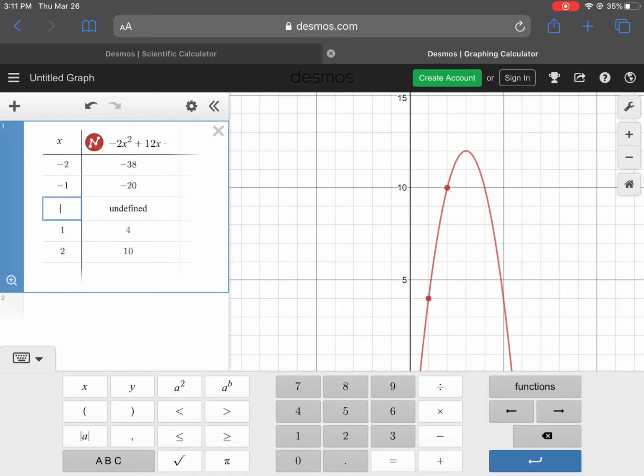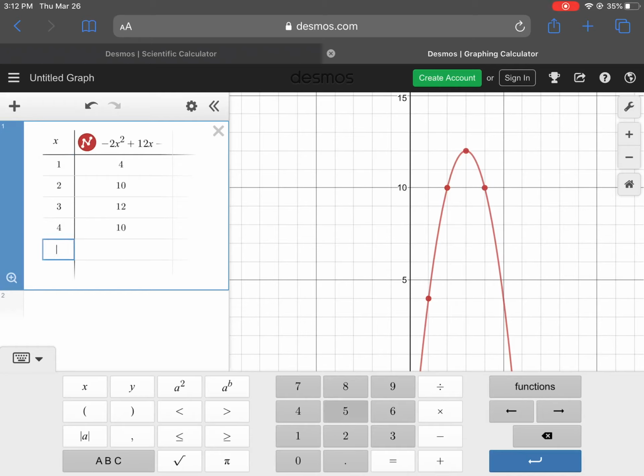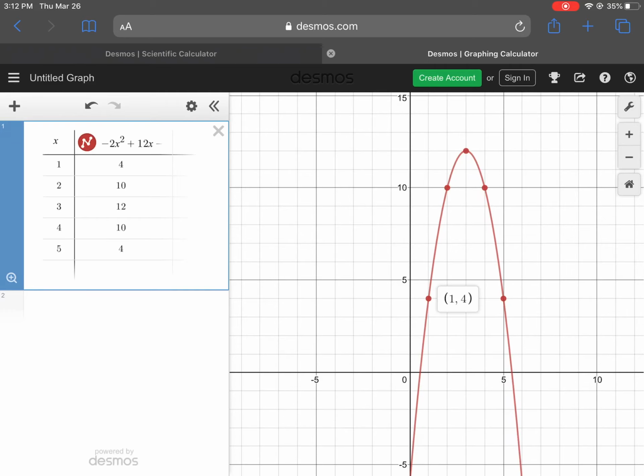You're actually going to have to put the x values in there by yourself. So 3, what comes before 3? Be 2, and then 1, and then after 3 be 4, and then 5. And then you're going to get your points. So again, your table is here, and as you can see nicely, your points show up on the graph.